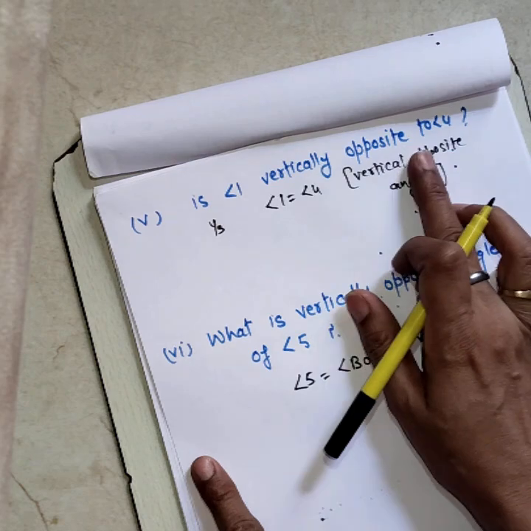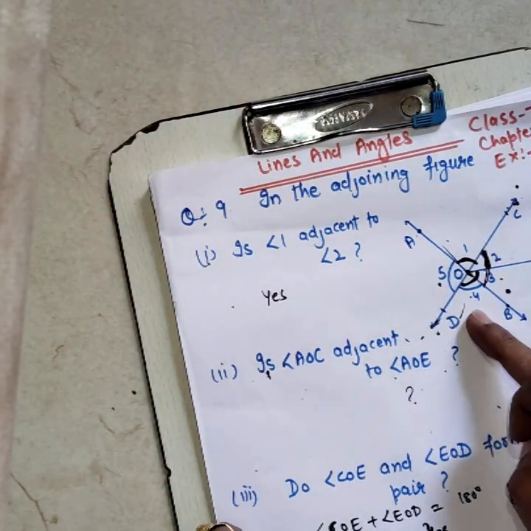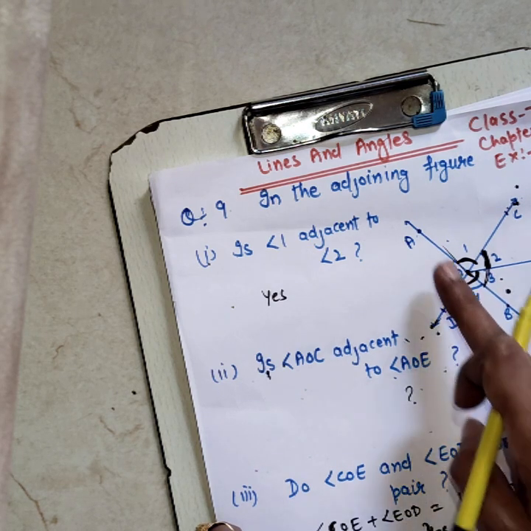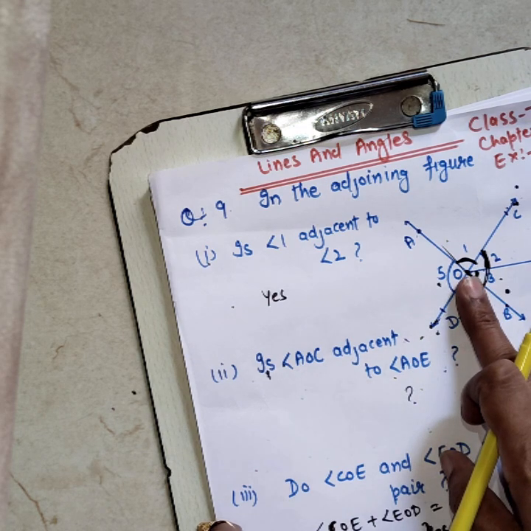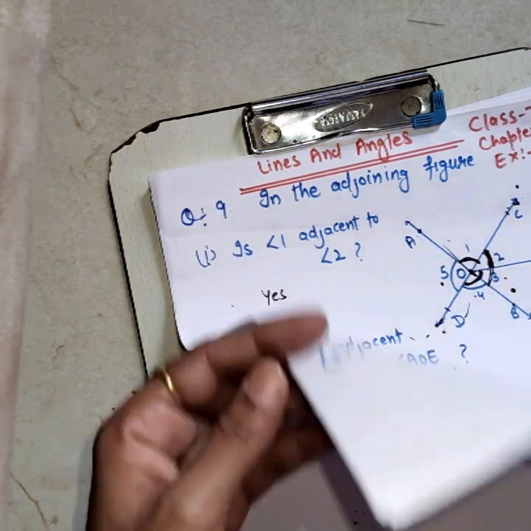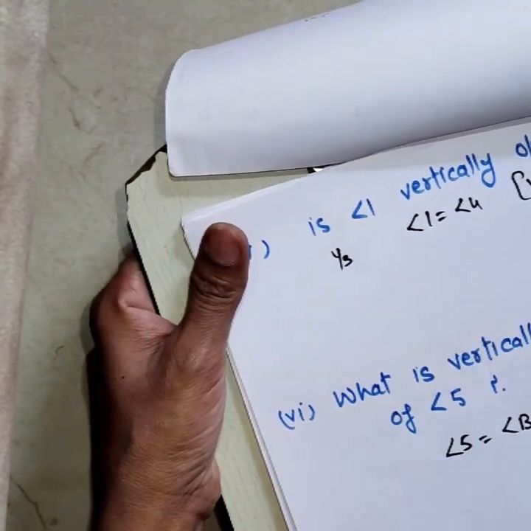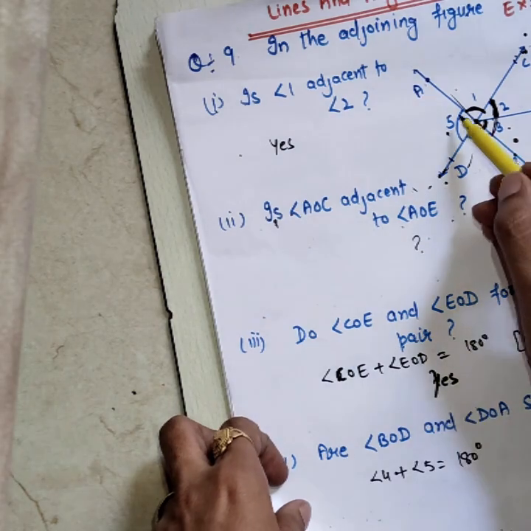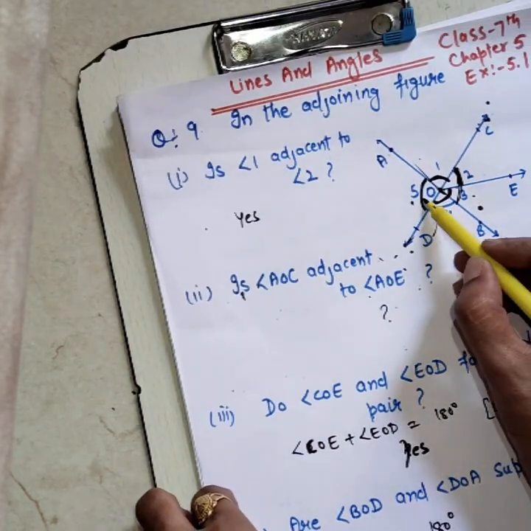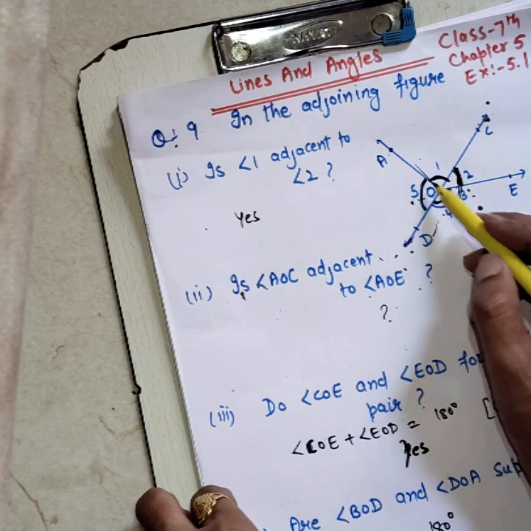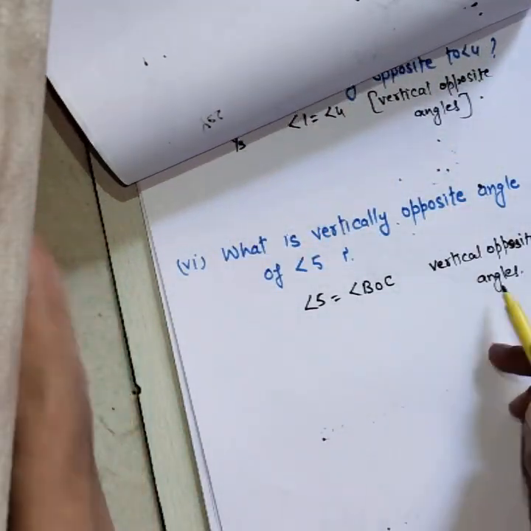is angle 1 vertically opposite to angle 4? Yes, because AB and CD are intersecting lines and the common vertex is O. So 1 and 4 are vertical angles. Yes, angle 1 is equal to angle 4. What is the vertically opposite angle of angle 5? Now check, angle 5 is this. These are intersecting lines. So the opposite angle of angle AOD is angle COB or BOC.